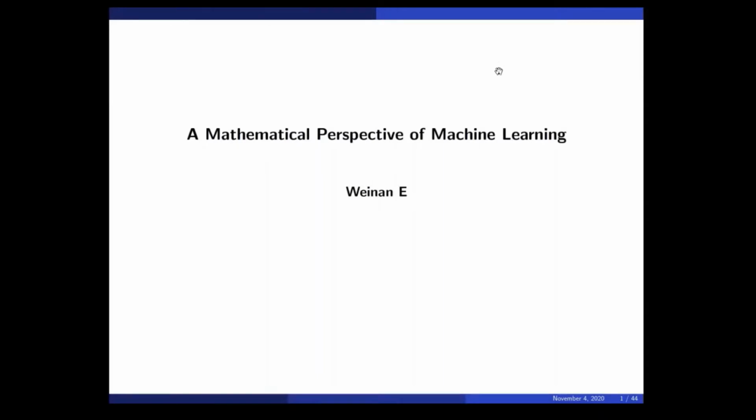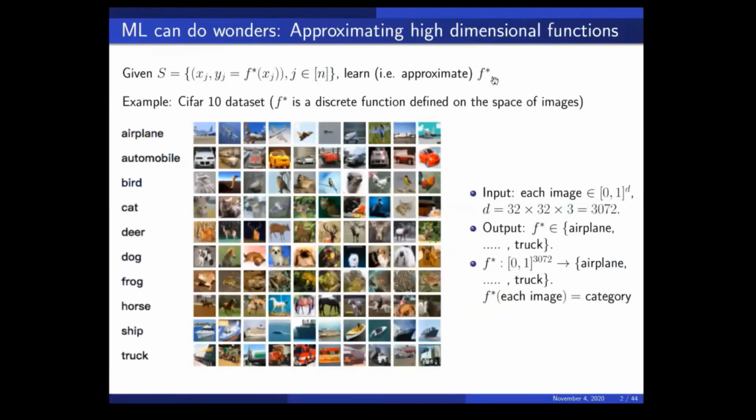So let's first start with some examples of what machine learning has done. The first example is image classification. We are given this data set. This is a very well-known data set called CIFAR-10, which consists of lots of images. Each image is labeled by the content of the image. For example, these are airplanes, these are automobiles, birds, cats, deers, etc.